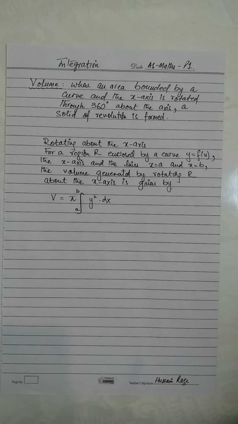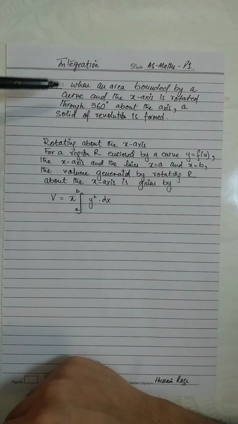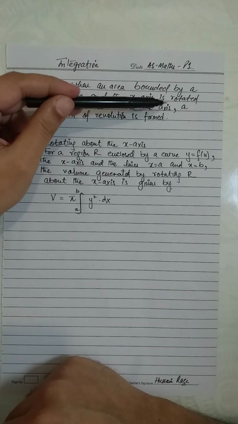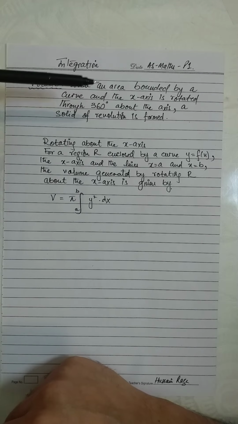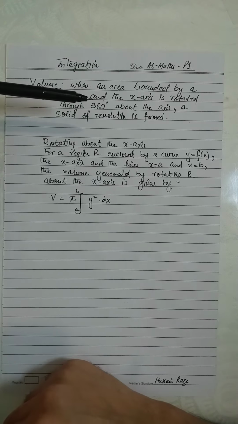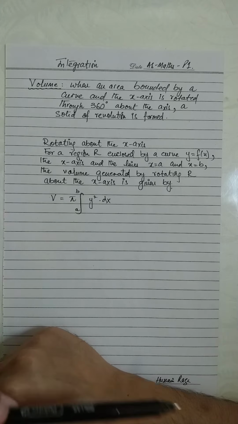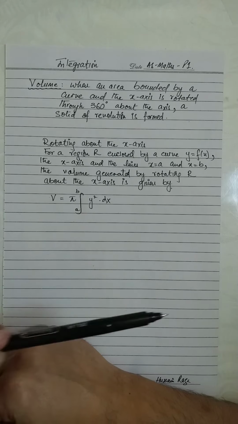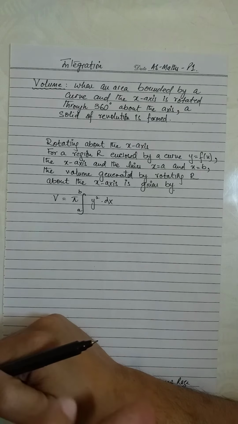Okay, now in this video we are going to cover the volume part of integration. Volume: when an area bounded by a curve and the x-axis is rotated through 360 degrees about the axis, a solid of revolution is formed. So that means even if you get an area which is bounded by the curve and the axis, and that area is rotated 360 degrees, that forms a volume. So that area forms a volume.